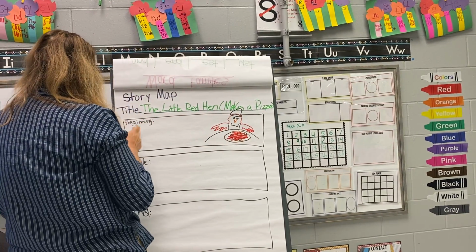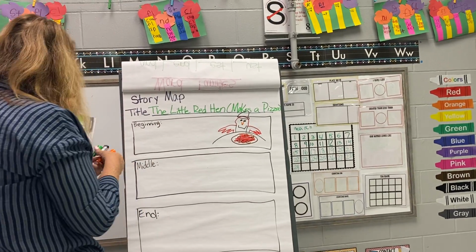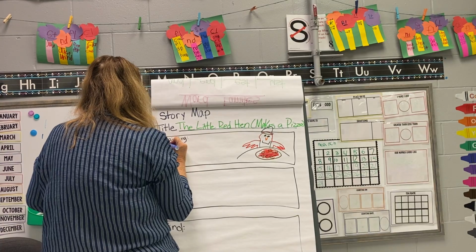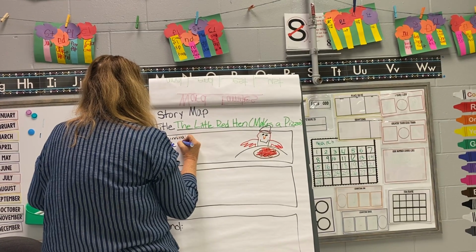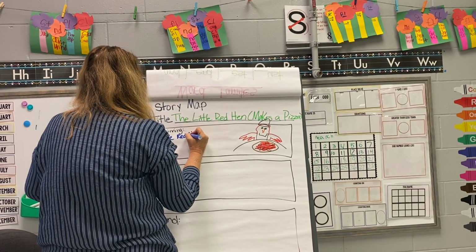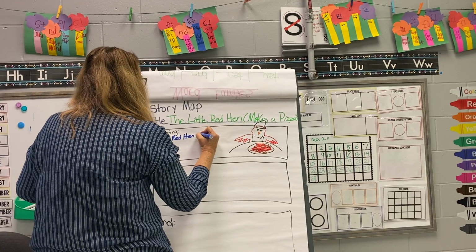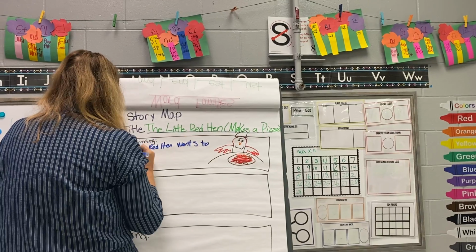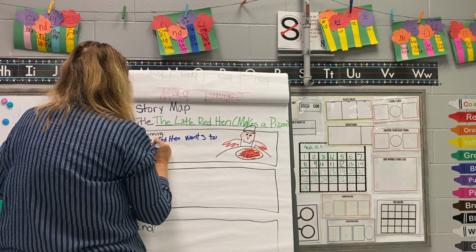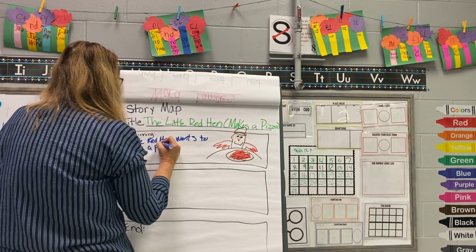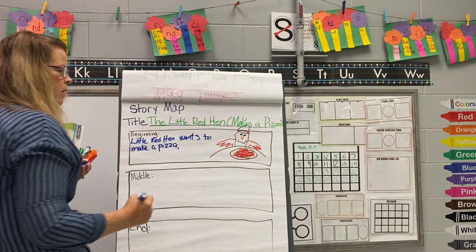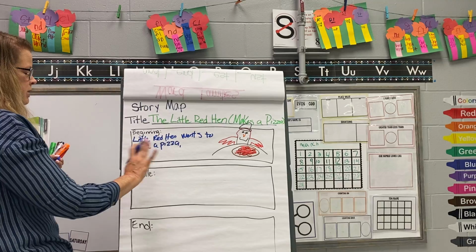So the little red hen. Now when we make this, we're just really taking notes. So I'm going to write here, what happened at the beginning was that the little red hen wants to do what? Wants to make a pizza. So we have that information, and we're just going to take some other notes.